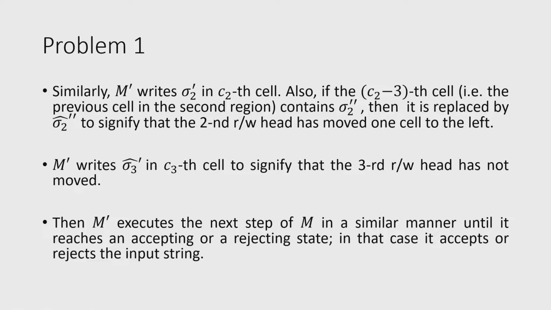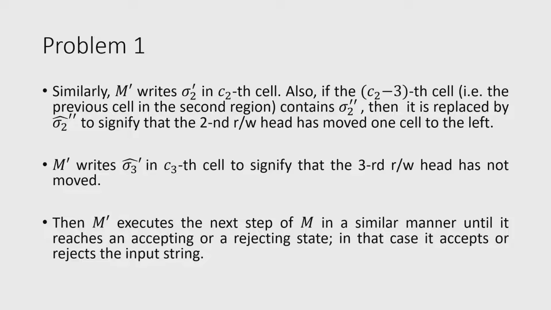Now similarly, M prime writes sigma 2 prime in the C2th cell also, if the C2 minus 3th cell, that is the previous cell in the second region of the tape of M prime, contains sigma 2 double prime, then it is replaced by sigma 2 double prime hat to signify that the second read-write head of M has moved one cell to the left. Also, M prime writes sigma 3 prime hat in the Cth cell to signify that the third read-write head of M hasn't moved at all.